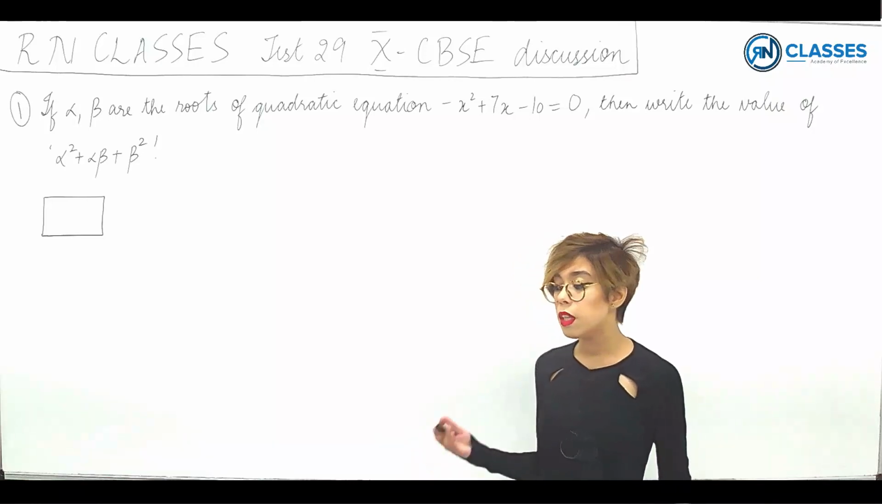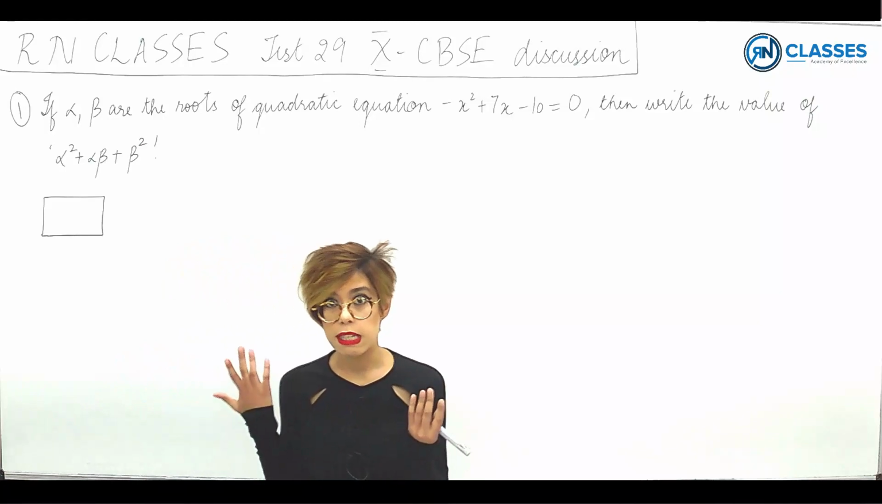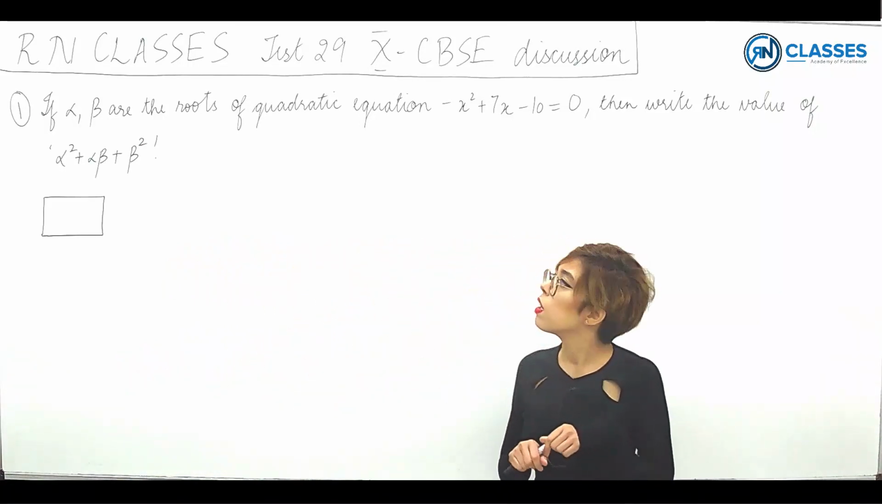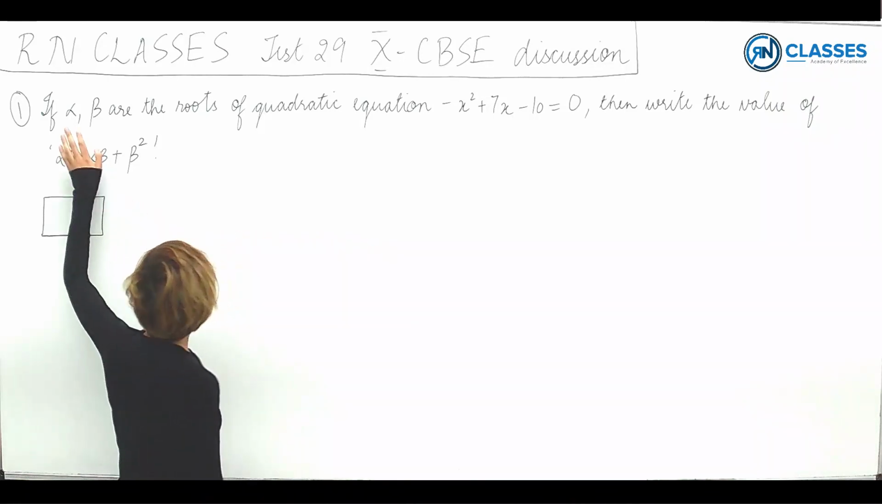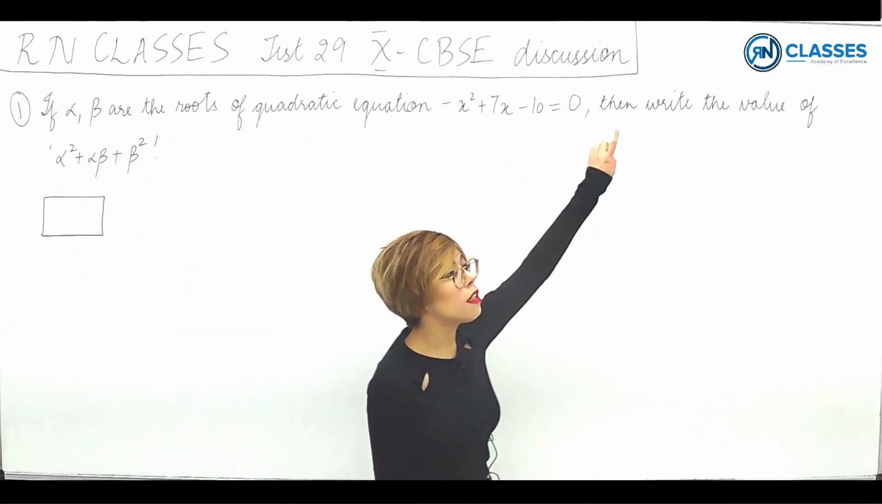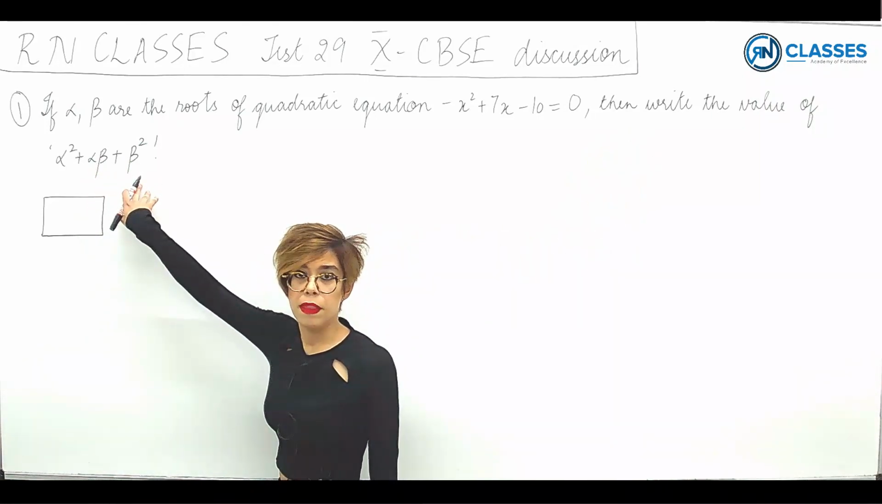Everyone. So today we are going to discuss test 29, and obviously the first part is the objective part, and we are going to start with the first question. If alpha, beta are the roots of the quadratic equation, then write the value of alpha square plus alpha beta plus beta square.